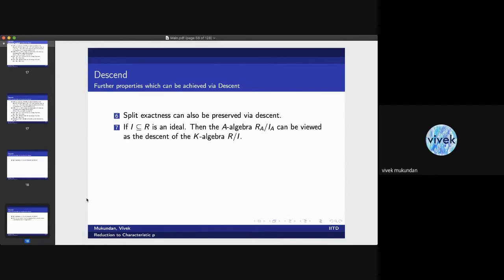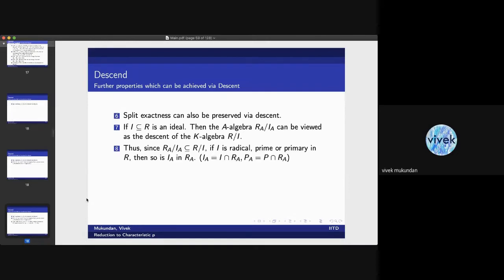If you have an ideal I in R_A, then the A-algebra R_A mod I_A is said to solve the descent problem for the K-algebra R mod I. And thus, if R_A mod I_A is contained in R mod I, and if I is radical, prime or primary in R, so is I_A in R_A.